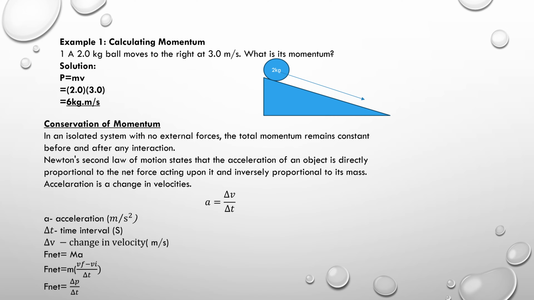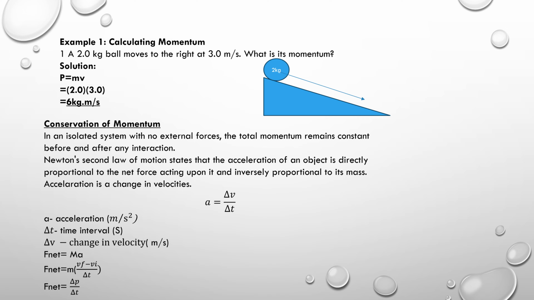So calculate the momentum. You're going to say p is equal to mass times velocity, where your mass is 2 kg and the speed is 3 meters per second. So p is equal to mv. Your mass is 2 times your speed, which is 3 meters per second. So you are going to get 6 kg meters per second.